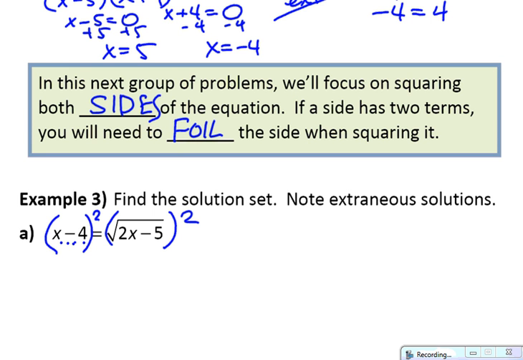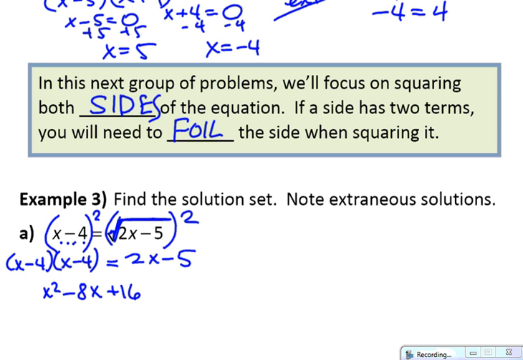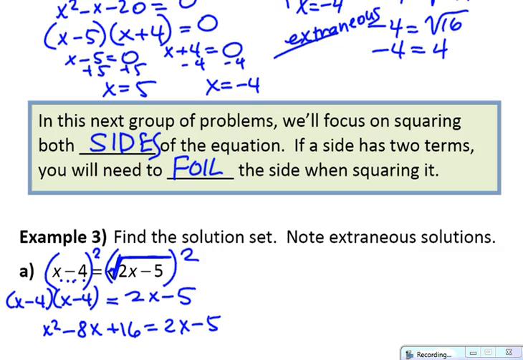Now, the right side here, this whole thing is a radical, so it's like one single thing, and when it gets squared, it becomes just 2x minus 5, because the radical gets undone with the squaring. On the left side, though, I'm going to end up with x minus 4 times x minus 4, and that's going to be x squared minus 4x minus 4x, x minus 8x, and then plus 16 is equal to 2x minus 5.